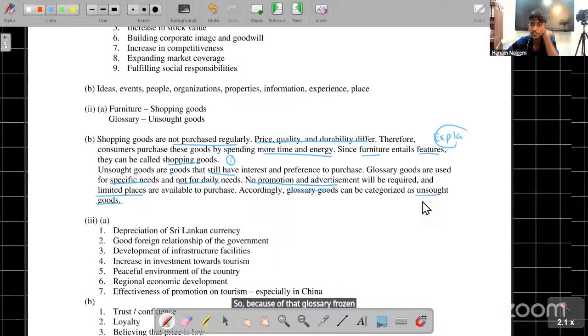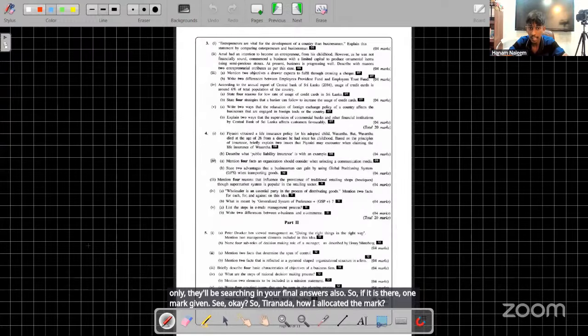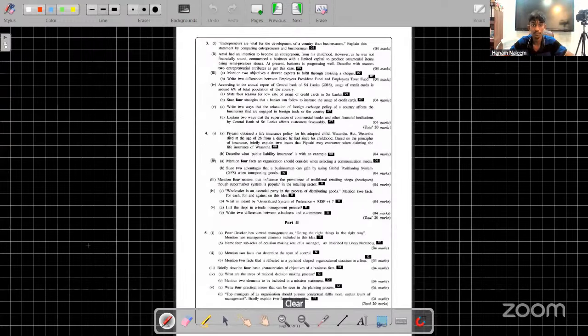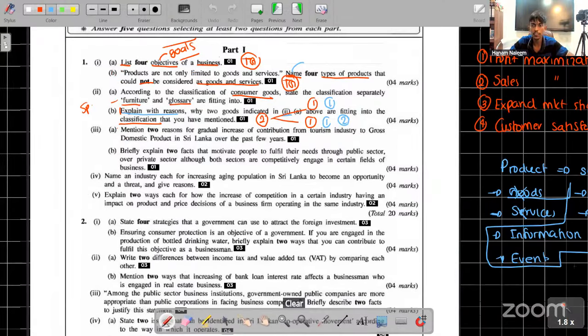So, the words which I have underlined, yeah, no awareness, correct. They don't do any marketing. So whatever I have underlined only, they'll be searching for in your final answers also. So if it is there, 1 mark is given. See. Okay. So, how I allocated the marks? Clear? For explanation questions? Clear enough? Yeah. Okay, all good, fine. Next one.